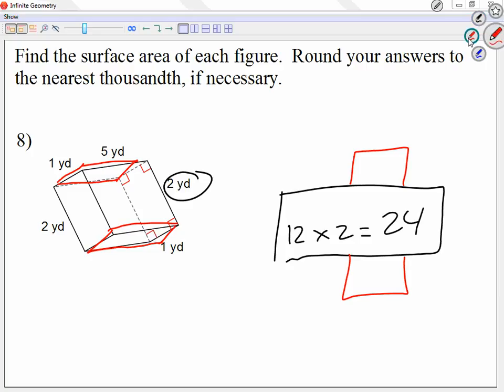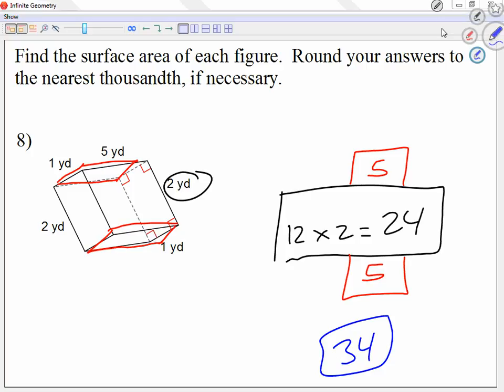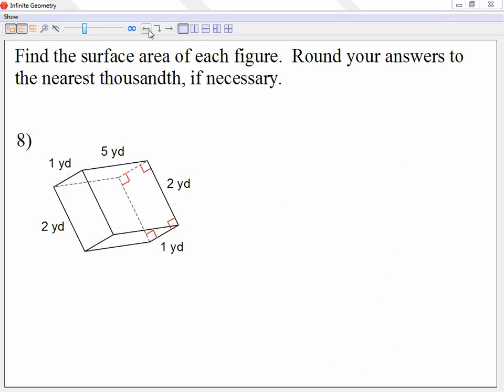Now my base, it's a 5 by 1 rectangle. I have to go 5 times 1, which gives me 5 for each. Add everything, and then you should have 34. Remember, look at this as a big rectangle and two bases. Right, let's take a look at number 5.